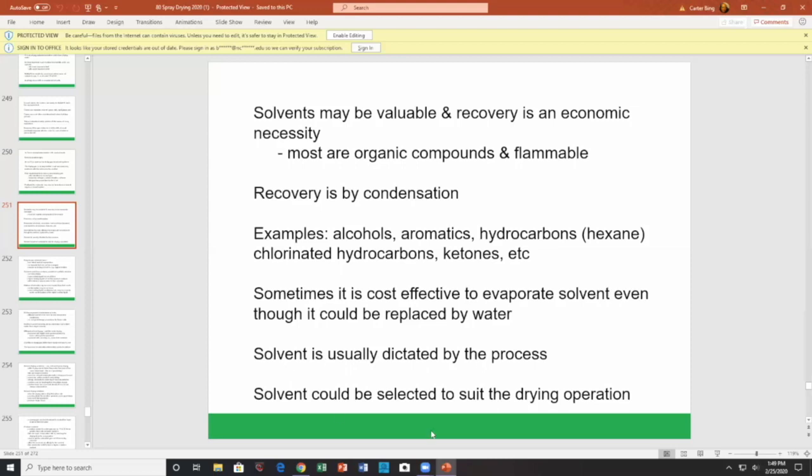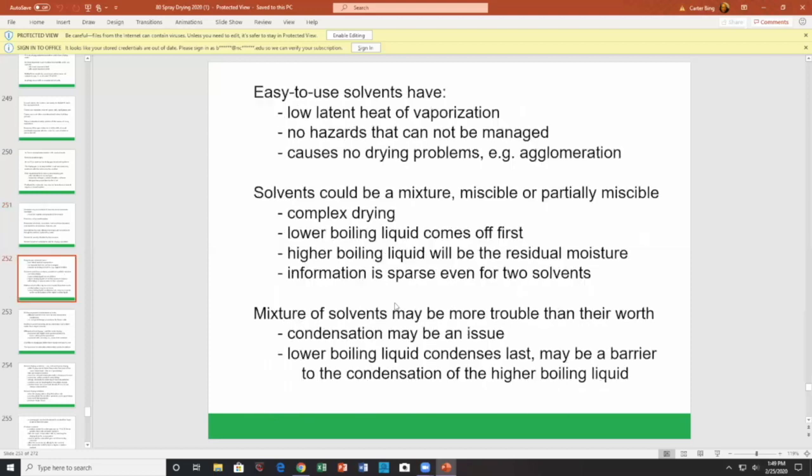Solvents are usually dictated by the process. Solvents could be suited to drying operations. The best way to avoid a difficult problem is, of course, to go around it. Easy to use solvents have low latent heat and no hazards, and cause no drying problems. Well, agglomeration is a major drying problem. Solvents may be a mixture. There you go, miscible or partially miscible.